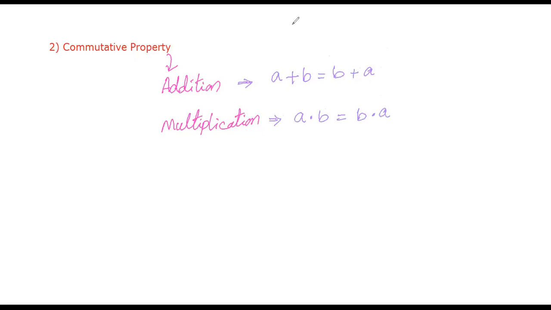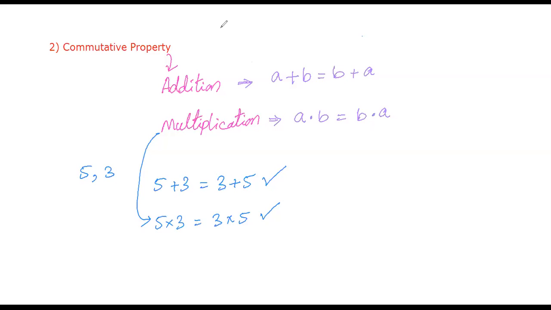Okay, let's take an example. Let's take two numbers, 5 and 3. Let's try addition first. 5 plus 3 is the same as 3 plus 5, isn't it? In both cases the answer is 8. So that is the commutative property of addition. If we do the multiplication, 5 times 3 is 15, and 3 times 5 is also 15. So both are the same. This is the commutative property for multiplication.